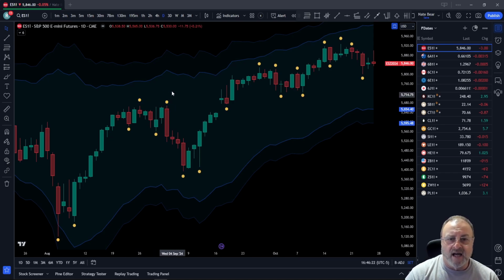If this high had exceeded, let's say this high was actually way up here like so, the violation of this one swing bottom would not have changed this trend.